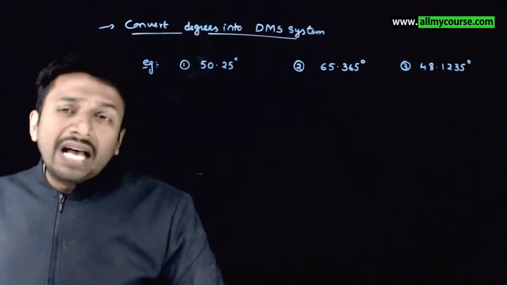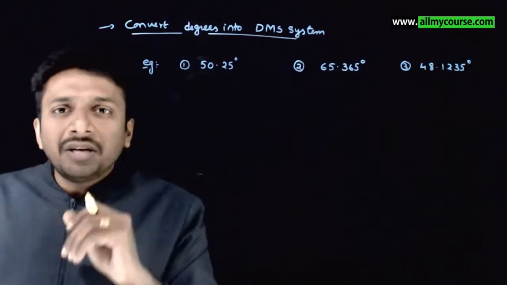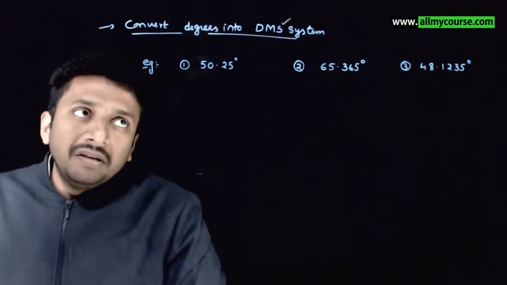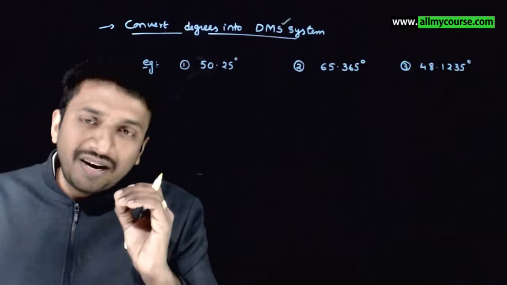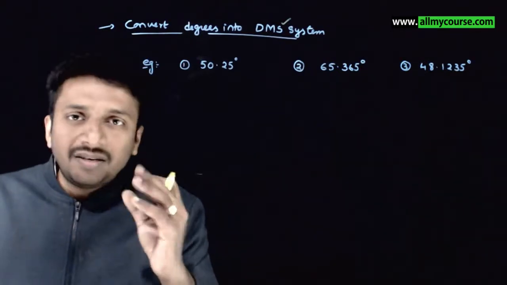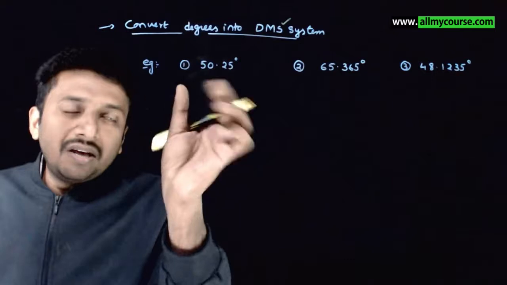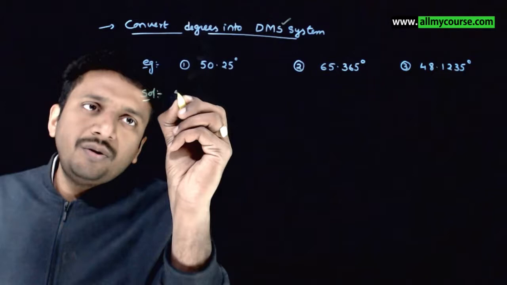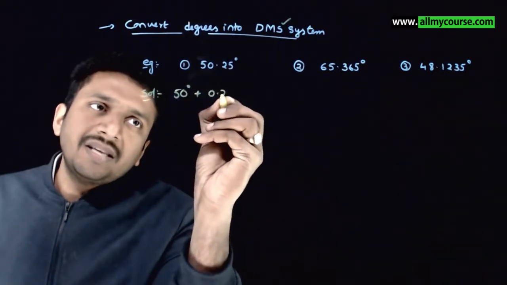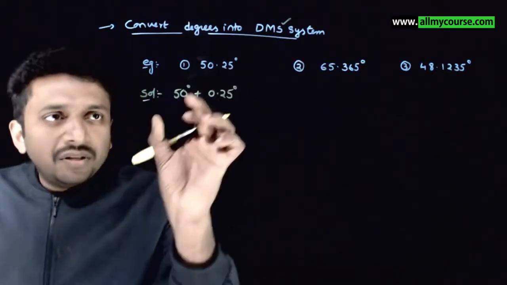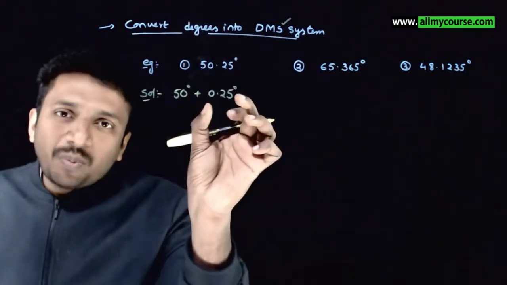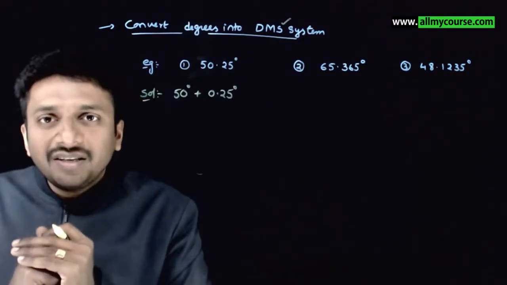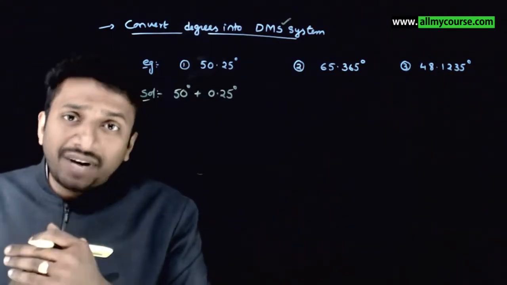So in this question, you're asked to convert the given degree measures of angles into the DMS system, that is degrees, minutes and seconds system. So we know that 1 degree is divided into 60 minutes and 1 minute is divided into 60 seconds. So now in the first question, you're given 50.25 degrees. 50.25 degrees is nothing but 50 degrees plus 0.25 degree. So these 50 degrees are complete degrees and this 0.25 is a fractional degree. So these fractional degrees can be converted into corresponding minutes and seconds, because minutes and seconds are also fractional degrees.